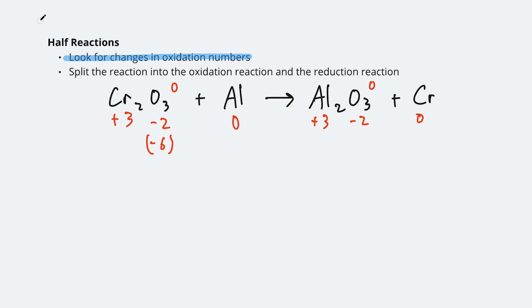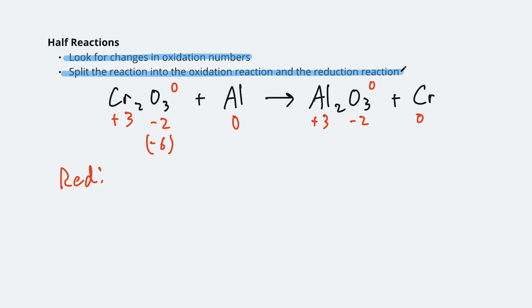Now we need to look at which molecule is getting reduced and which molecule is getting oxidized, and then split this into the oxidation and reduction half reactions. So first, let's do the reduction half reaction. Find the atom whose oxidation number has decreased, because whenever something has a lower oxidation number, that means that it's more reduced. So we're looking for which atom got reduced.